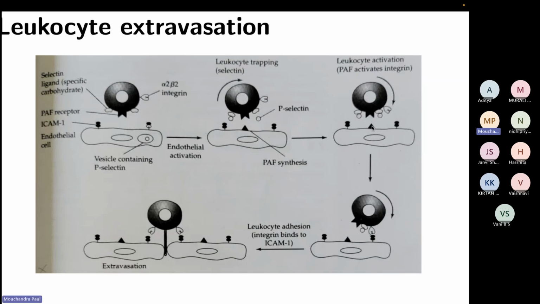Due to the binding of FAF receptor and FAF molecule, these integrin molecules, alpha 2 beta 2 integrin molecules, are also activated. Due to their activation, they can now go and bind with ICAM, one family of membrane-bound receptor that is there on the endothelial cells. Once that happens, the leukocyte is adhering with the endothelial cells. So upon adhesion, this cell can simply slide out from the endothelial lining.